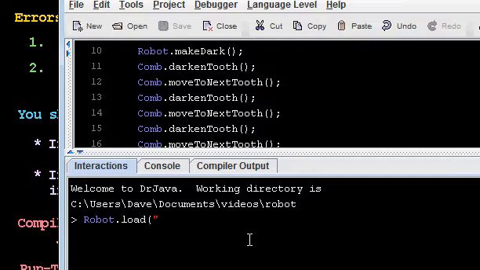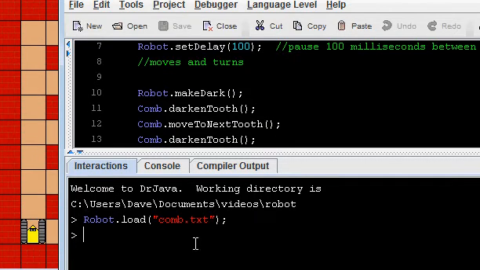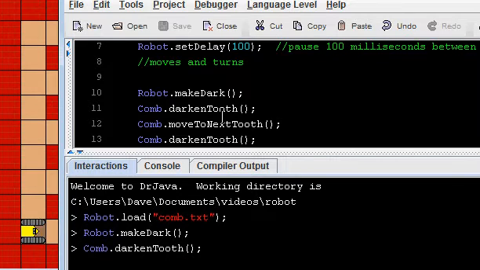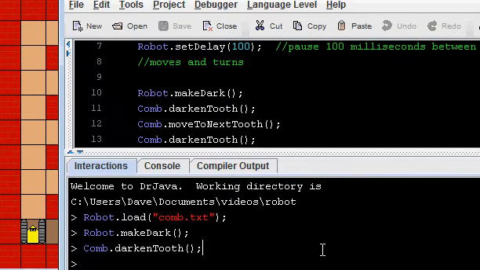Let's load up that world, which was called, I believe, comb.txt. Let's bring that up. So there it is. And let's just try these one at a time, and we'll just call them in the order they're supposed to appear here. So, robot make dark. That looks good. Okay, the next line says comb darken tooth. Let's take a look. Does it appear to be darkening a tooth correctly? Well, the tooth is dark, so that's good.